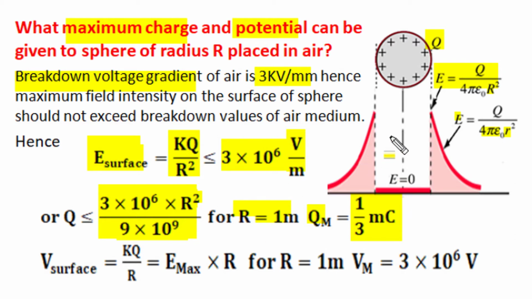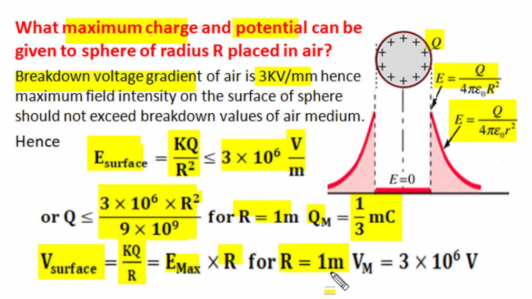Similarly, we can find out the surface electric potential which this sphere can build in this electric field when we bring a unit positive charge to the surface of this sphere. The amount of work done, known as surface electric potential, is given by the kq by r relation. If I multiply r in numerator and denominator, it becomes kq upon r square multiplied by r. kq upon r square is surface electric field intensity, and the maximum permissible value of surface electric field intensity is 3 into 10 power 6.